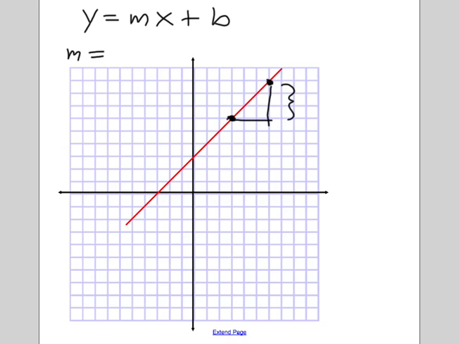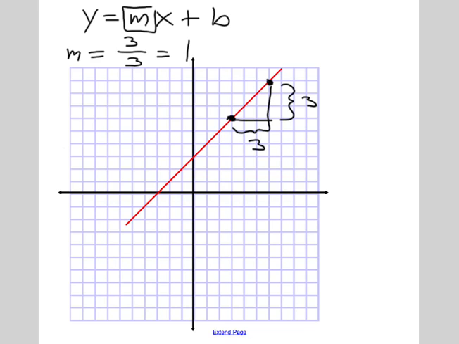My height difference, or the rise between those 2 points, is 3, so it's 3 over. And then my run, or my distance between those 2 points, is 3, which is 3 over 3, which is 1. And it's positive because it's going uphill. It's positive 1. That takes care of the m.